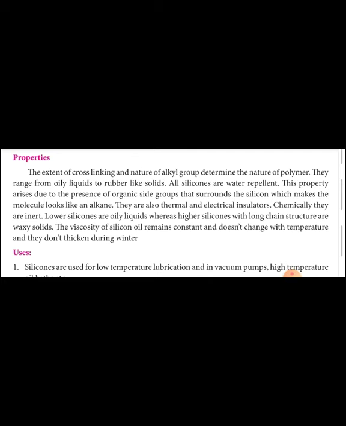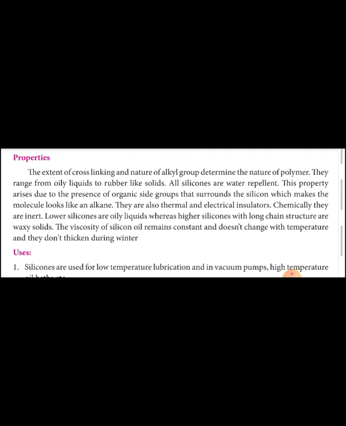Understand? Due to the presence of organic group, it is acting as a water repellent. Then the fourth point: they are also thermal and electrical insulators. They do not conduct heat as well as electricity. Chemically they are inert in nature. Lower silicones are oily liquids, whereas higher silicones are long chain structures, waxy solids.